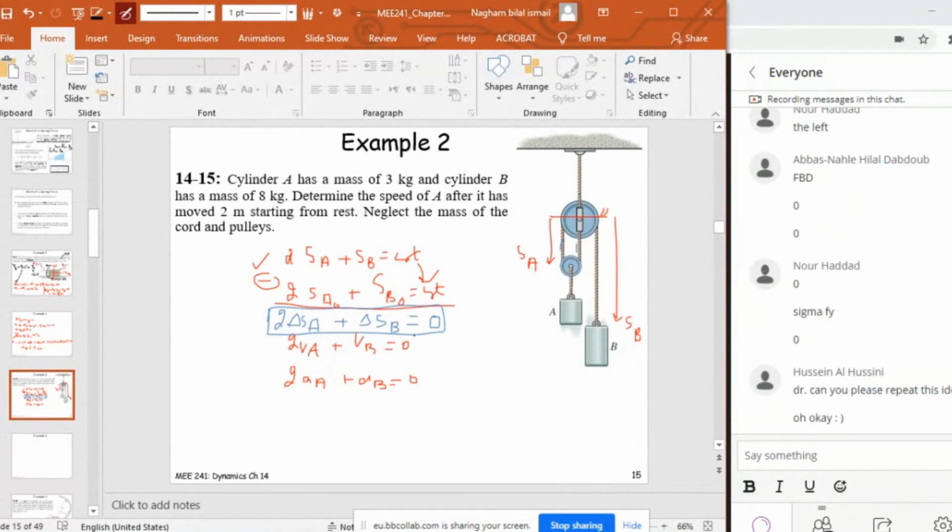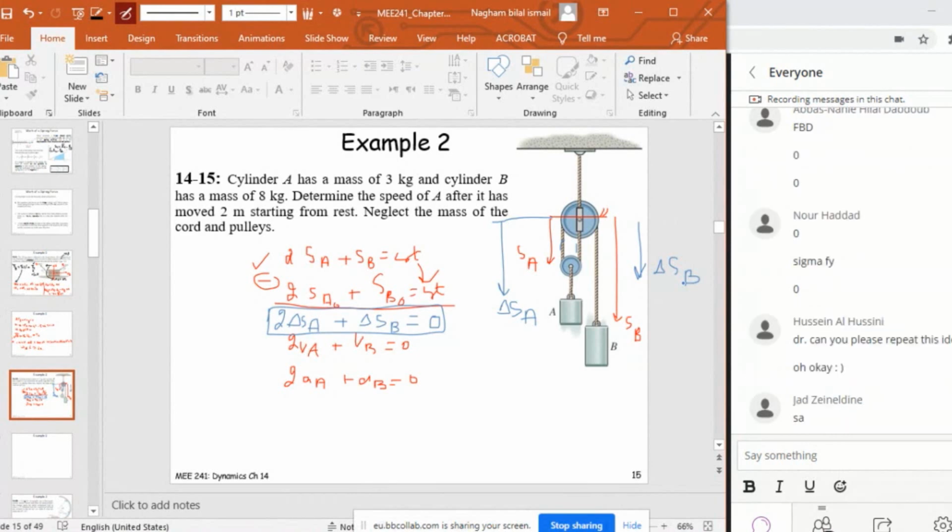Now, what is the assumed direction of delta SA and delta SB? You have to know that since I am writing the relation between delta SA and delta SB, I am also taking the same positive direction. So I'm assuming that this is the positive direction for delta SA, and this is the positive direction for delta SB, which means I'm going to have one negative and one positive. Which one do you think will be negative? Delta SA. Perfect, Jad.